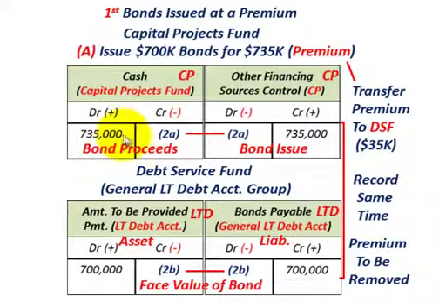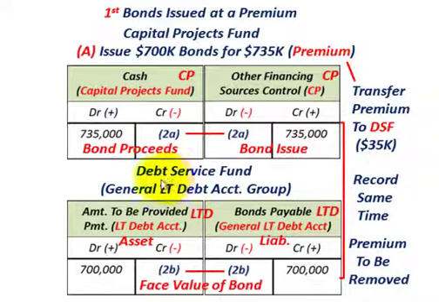Debit it for $735,000, and then the credit is going to go to the other financing sources control account for our capital projects fund. So credit it for $735,000. That's for the bond issue. This $35,000 premium is going to be transferred to the debt service fund later, but we're just making our initial entries here.